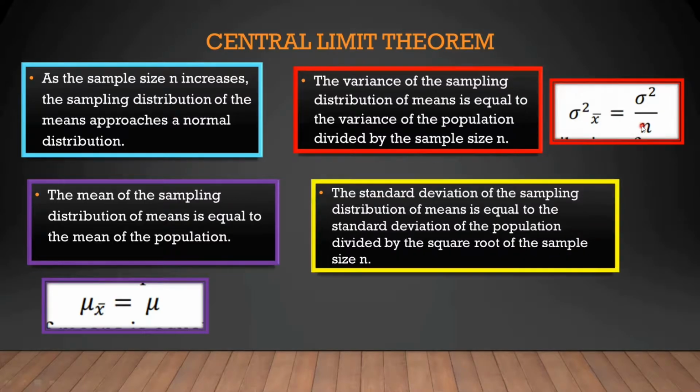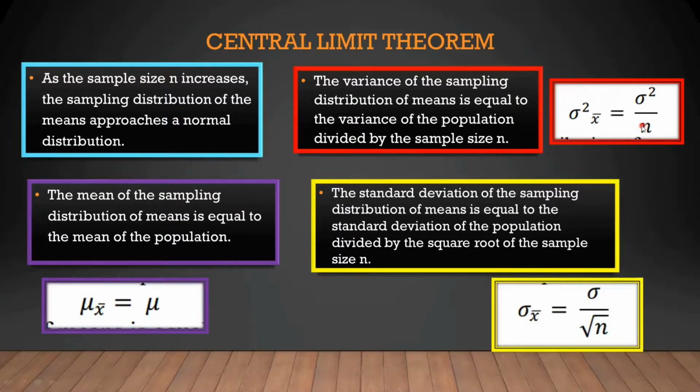For the standard deviation, the standard deviation of the sampling distribution of means is equal to the standard deviation of the population divided by the square root of the sample size n. So, to get the standard deviation of the sampling distribution of the mean, we will divide the standard deviation of the population over the square root of the sample size.